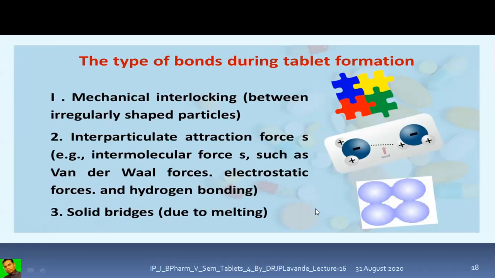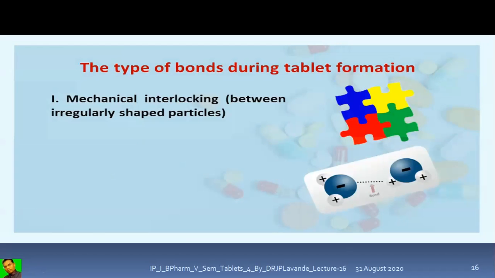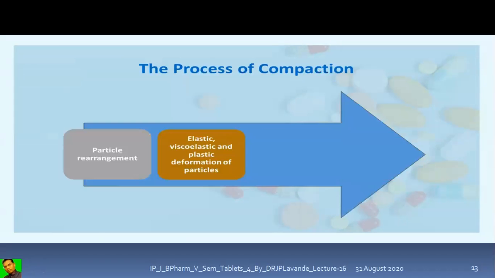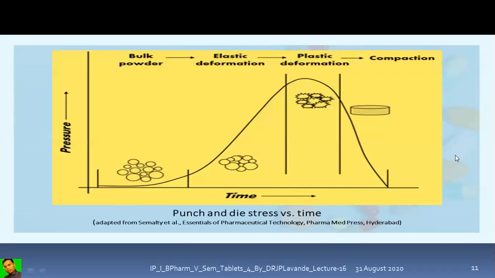So these are the three different ways by which the particles can form a bond with each other, that is the mechanical interlocking, interparticulate attraction and the solid bridges, which are responsible for forming the particular shape which is said to be the tablet shape, right?